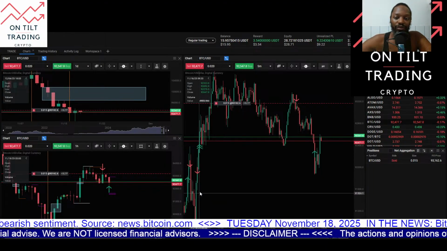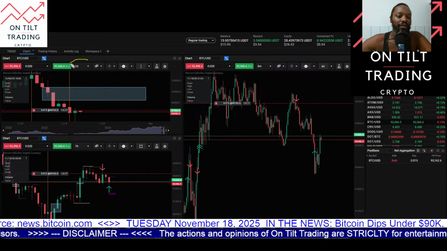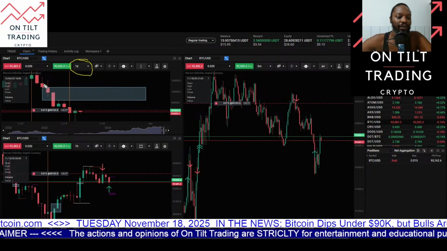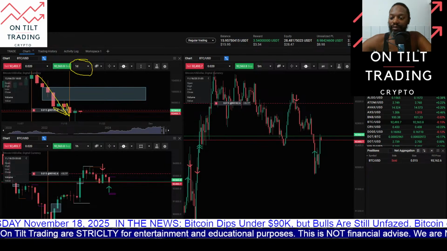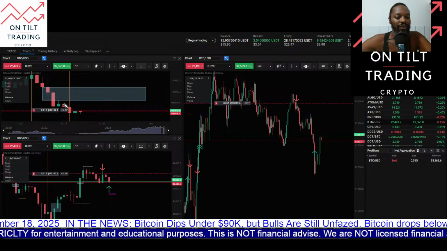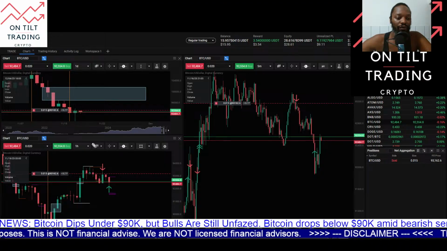I am currently short in Bitcoin. I'll walk you through what I have trading top down. Starting here on the daily chart, we can see Bitcoin has been delivering to the sell side and is currently downtrending. So overall, we'll have a short bias.